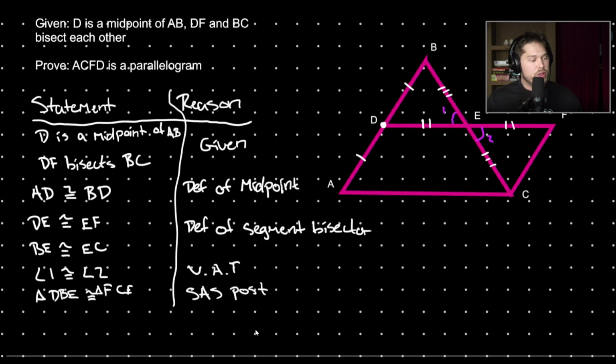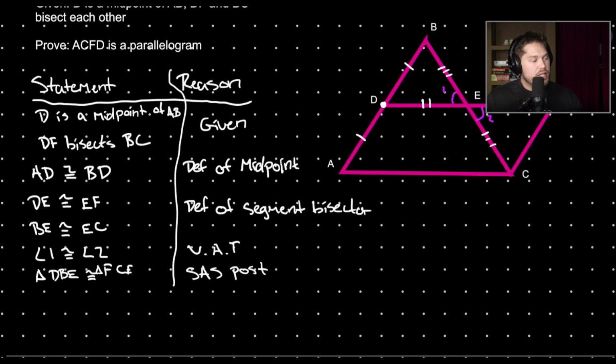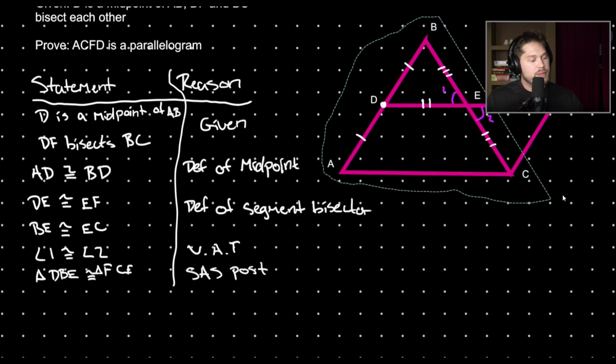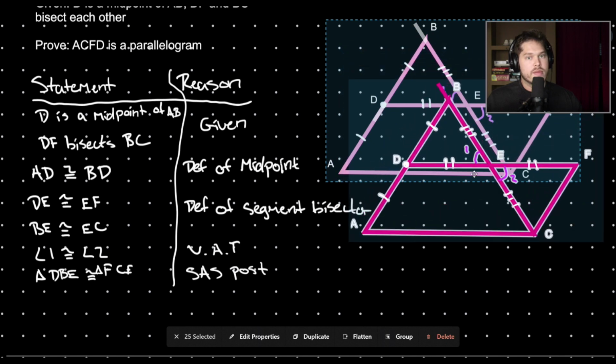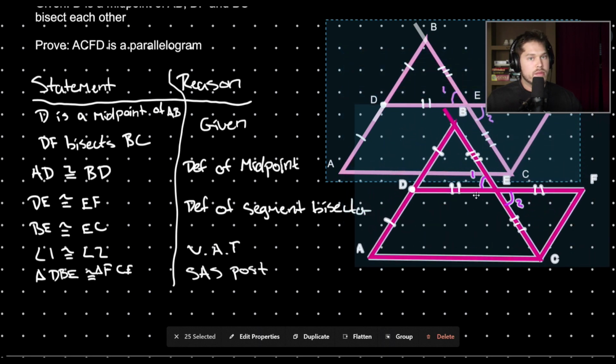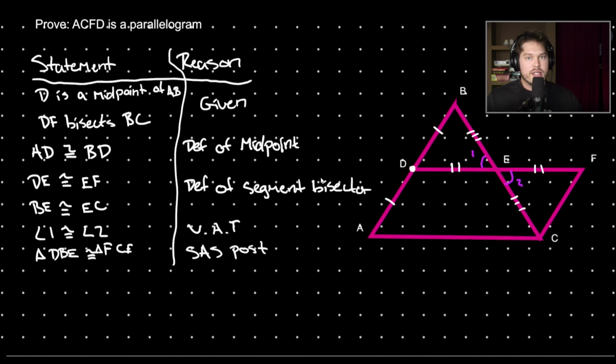Okay, let's scroll down a little bit more. Give us some room. Here, let me shift my figure down so that we don't lose it. We still see exactly what's happening. So we have just proved that our triangles are congruent.